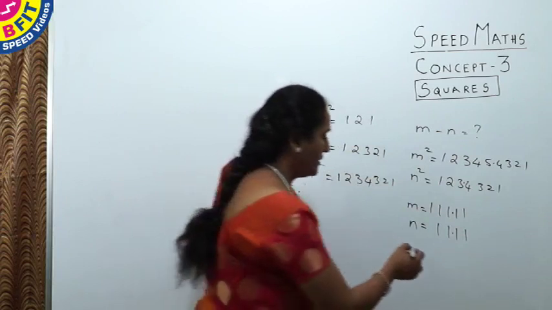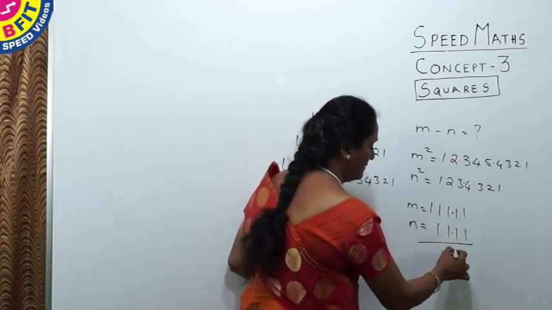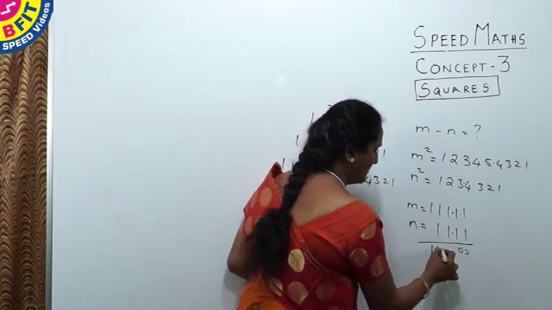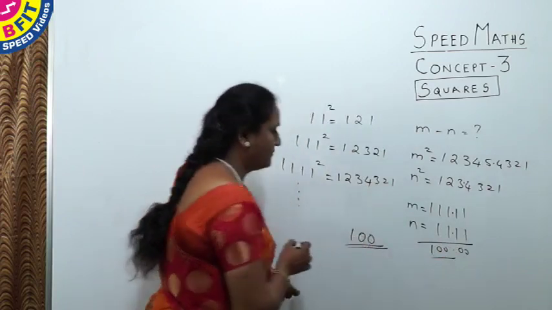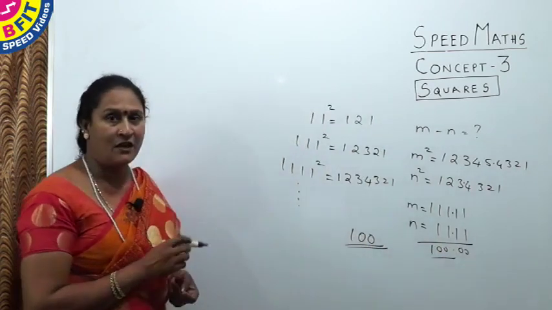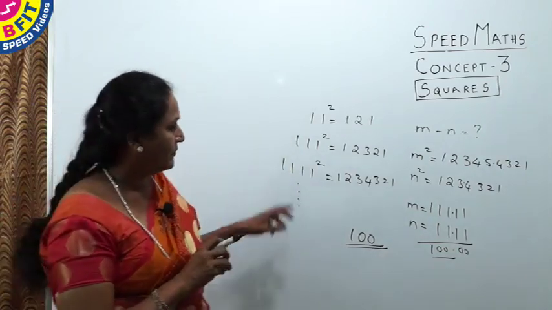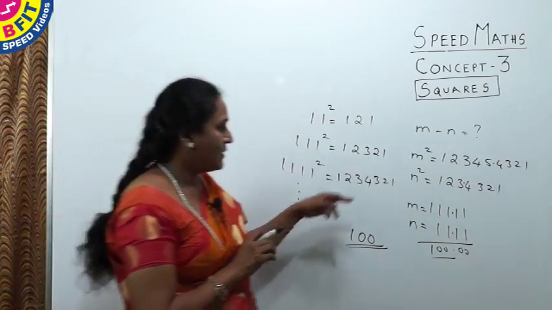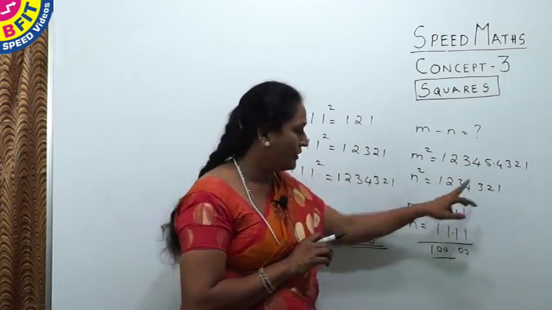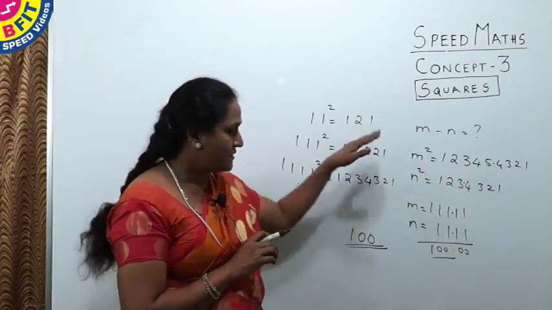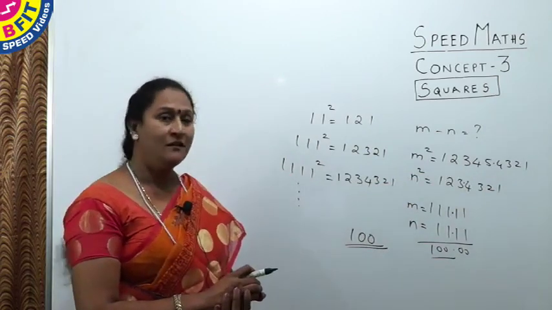Now we need m minus n. When you subtract, what will be the answer? All zeros and 100. So 100 is the answer. We have found the answer using the same pattern of the squares of these ones. m square is 1, 2, 3, 4, 5, 4, 3, 2, 1, finding m, and n square is 1, 2, 3, 4, 3, 2, 1, finding n. Subtracting, we got m minus n as 100. So we'll see the next concept.